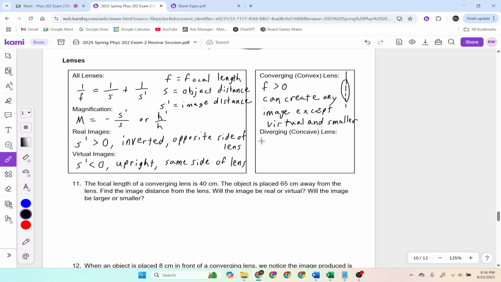Then for the diverging lens, this is when f is less than 0. The diverging lens looks like this. And then I write that it can only create virtual and smaller images.